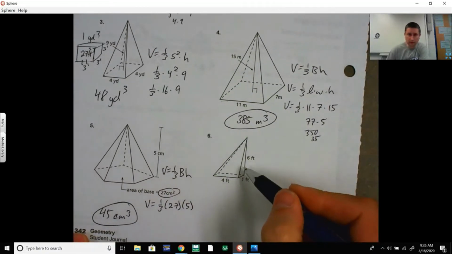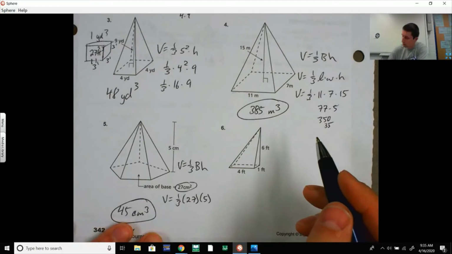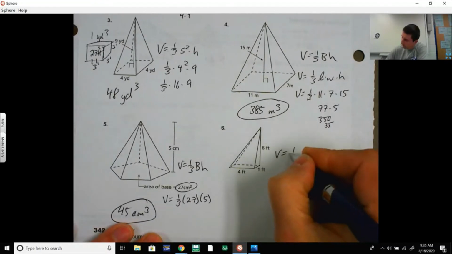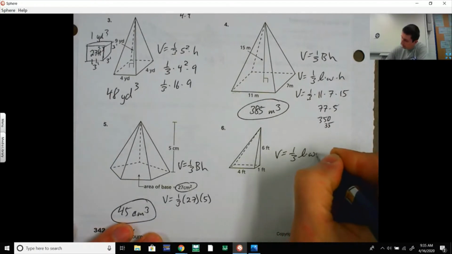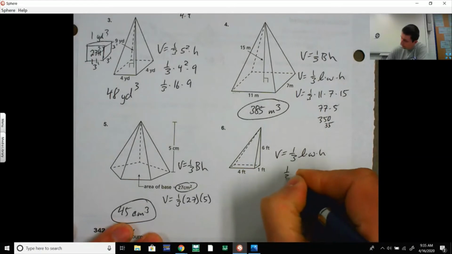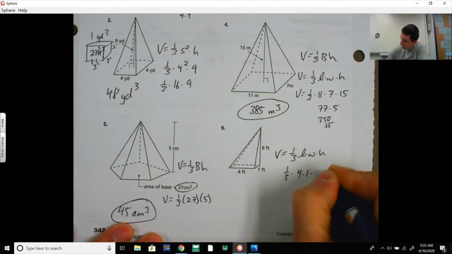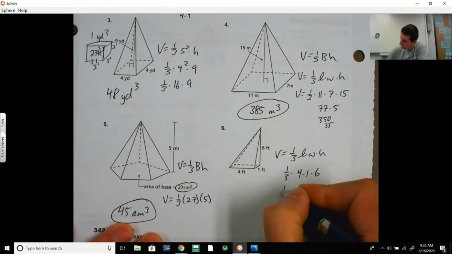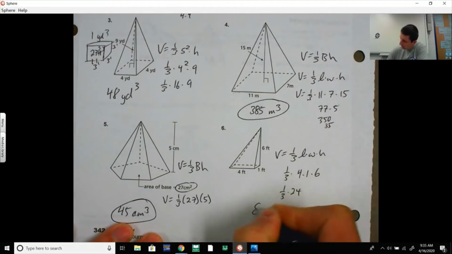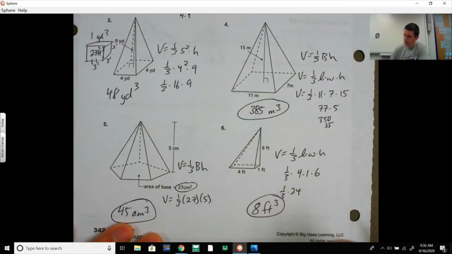This is an oblique rectangular pyramid. You still do the same thing. Length times width times height. So 1/3 times 4 times 1 times 6. That's 1/3 times 24. That'd be 8 cubic feet. 8 cubic feet.